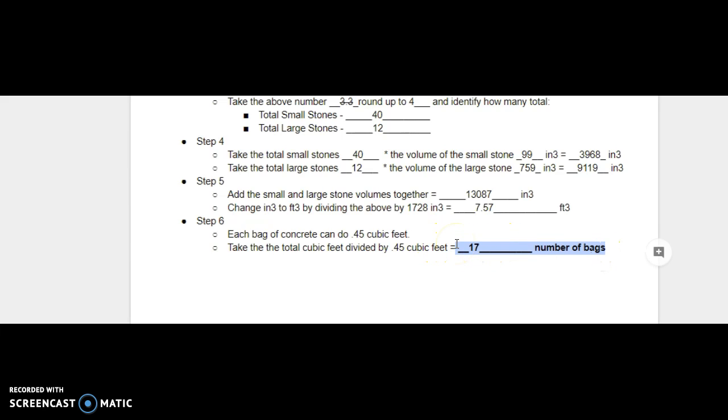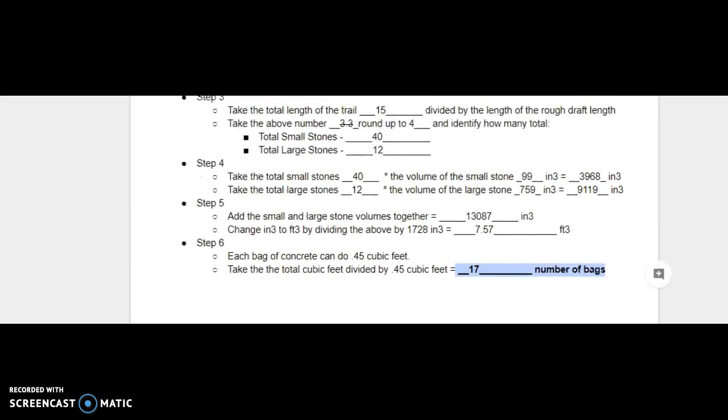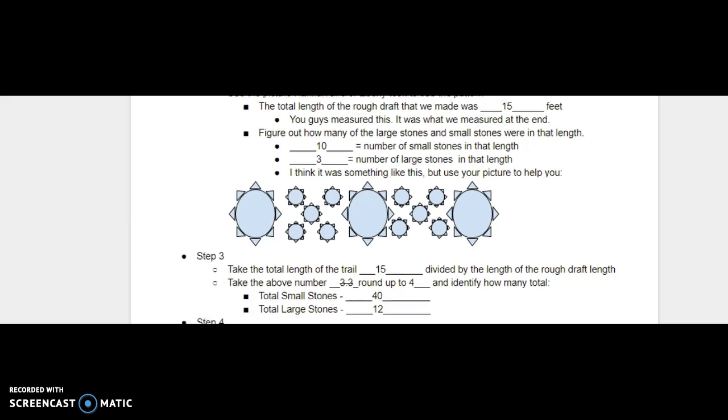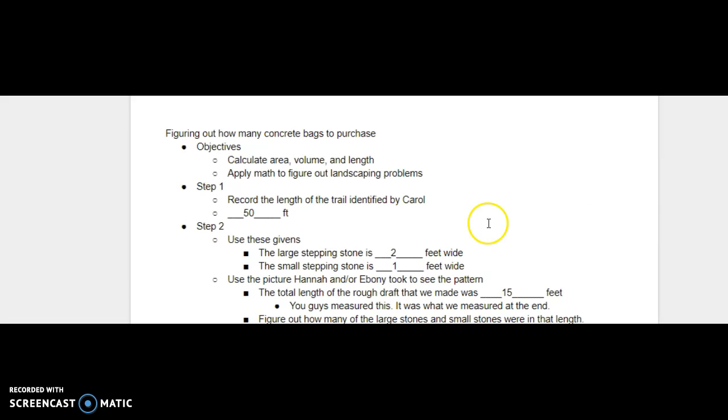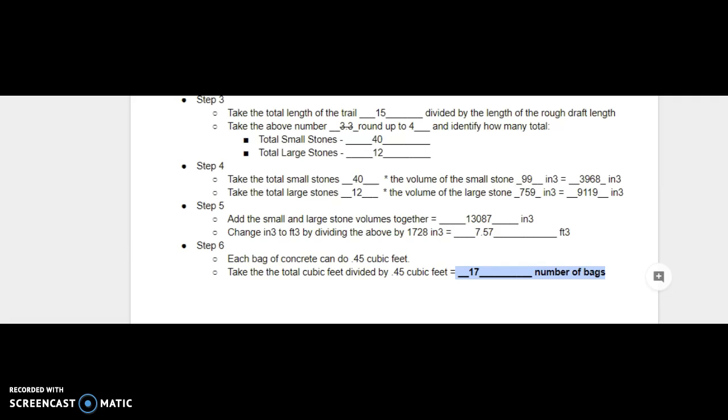You are welcome to work in teams, work as a group of 5, however you want to do it. As you go towards your midterm next week, Katie, what I want you to be able to do is something in this range. I will give you all the givens, and you should be able to work all the way through, converting from cubic inches to cubic feet and figuring out areas and volumes. So today's objectives were to calculate an area, volume, and length of a specific landscape area so that you can develop a plan of how many bags of concrete I need to purchase.